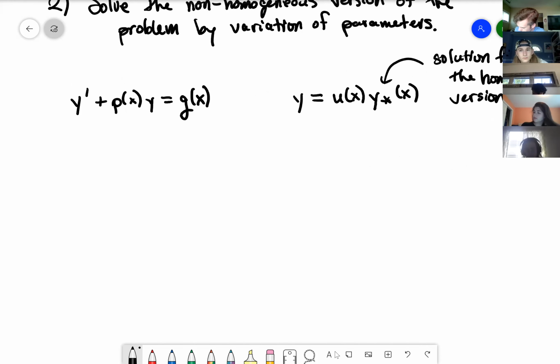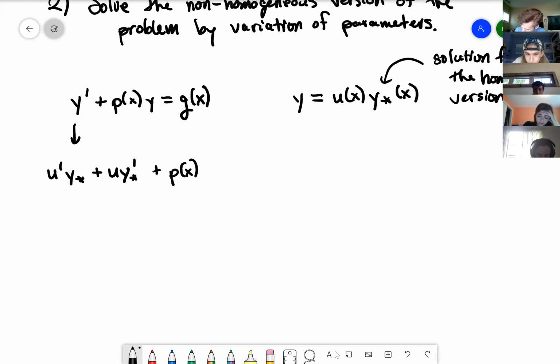Anyway, so we go back and plug this in, and what we get is, for this y prime, u prime y star plus u y star prime, plus p of x u y star equals q of x.